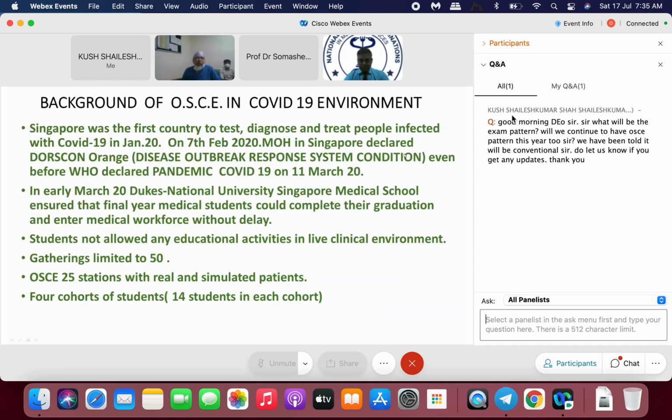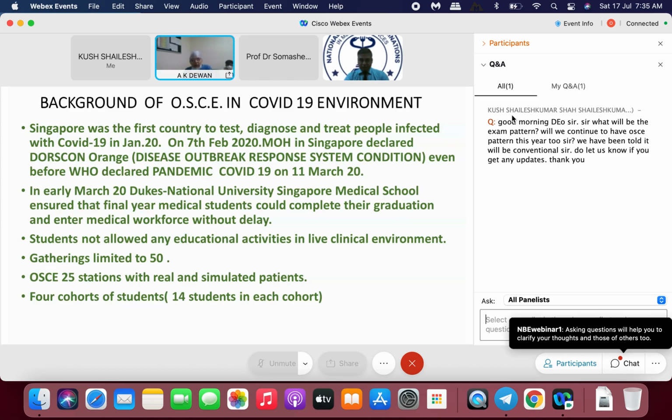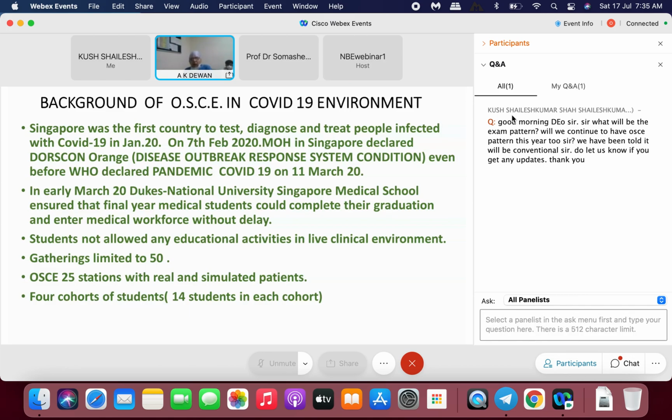So this concept of OSCE actually originated in Singapore. That was the first country to test, diagnose and treat people infected with COVID in January 2020. And WHO declared a pandemic on 11th March, that is 2 months later. And Singapore declared DORSCON orange, that is Disease Outbreak Response System Condition, even before the WHO declared a pandemic.